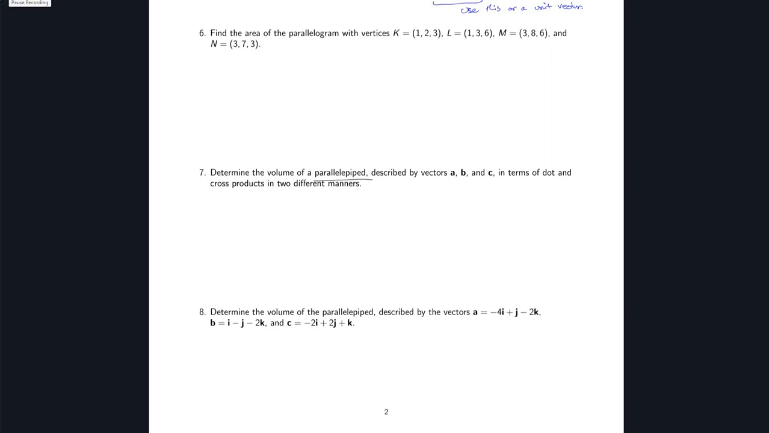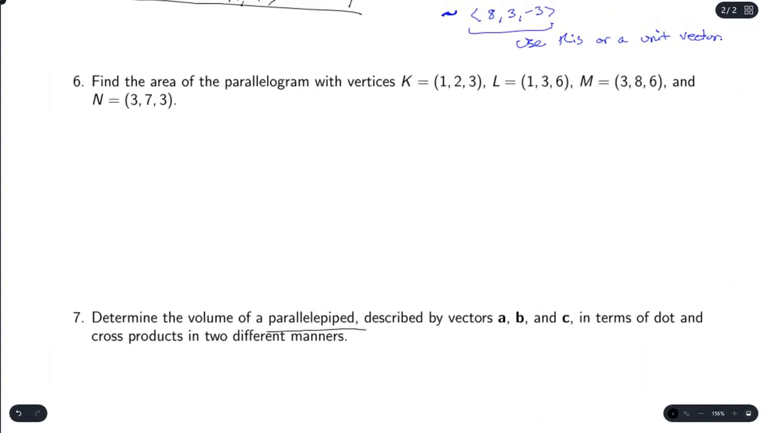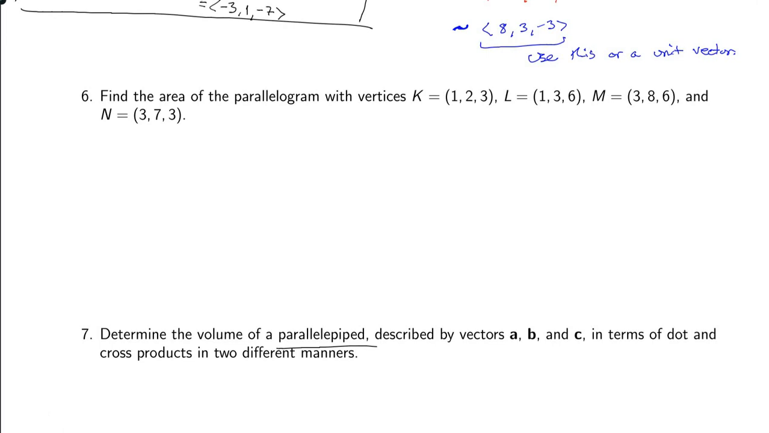All right, one more video on cross products. We're going to see how the cross product is related to the area of a parallelogram and how a triple product, which we'll look at in a second, gives us the volume of a parallelepiped. So let's take a look here at our first example where we're looking for the area of a parallelogram.